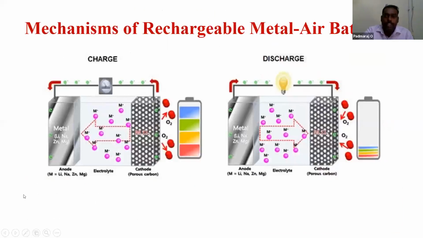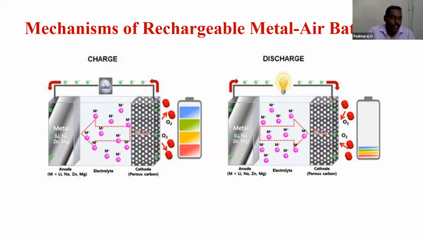So what is the mechanism of a rechargeable metal-air battery? Charging and discharging will be there. I told you oxygen is the source. So there is the metal and the air cathode. The air cathode is a porous cathode. In the porous cathode, there will be a bifunctional catalyst, a gas diffusion layer, and a current collector. These three layers are arranged in a sandwich type. Constructing the air electrode is a big challenge in emerging battery technology.